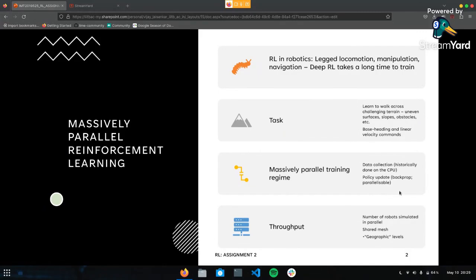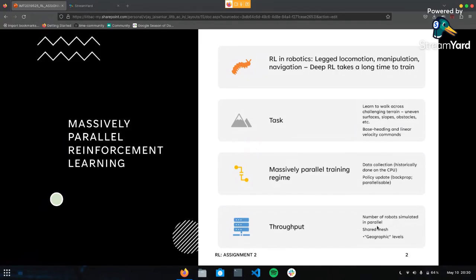Historically, the former has been done on the CPU, while the second one is done on the GPU. And this was what is causing the bottleneck in most of these systems, which is taking a long time to train. What Nikita Rudin and the other authors have proposed through this paper is that you can do both of them online on a GPU, and we can run on-policy networks in a very quick way, which increases the throughput, which here is measured as the number of robots simulated in parallel.